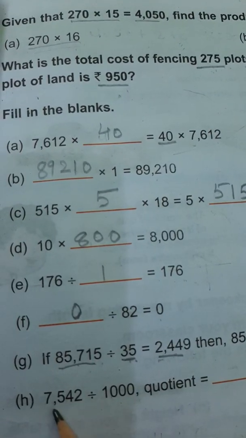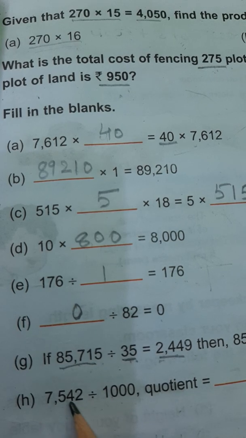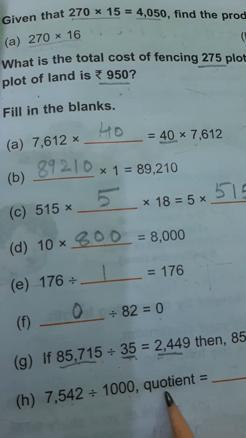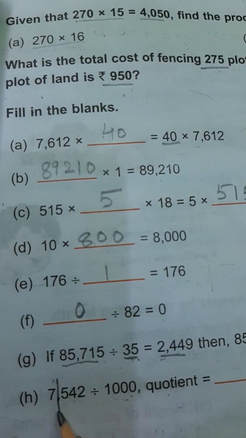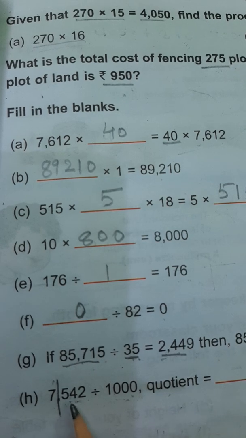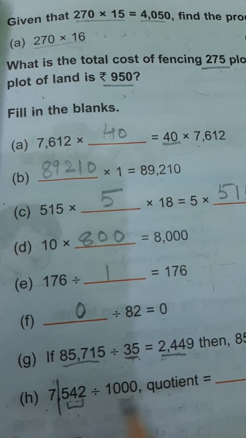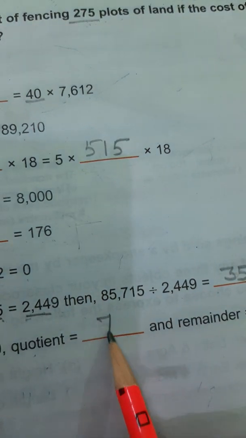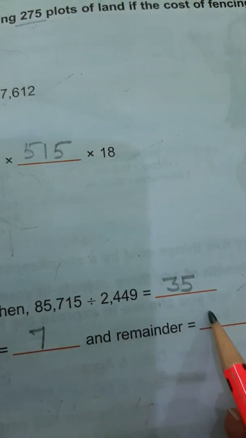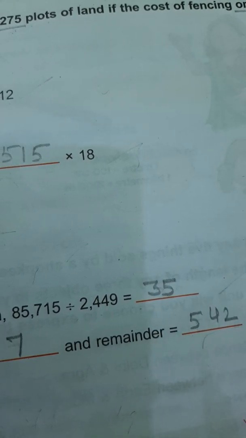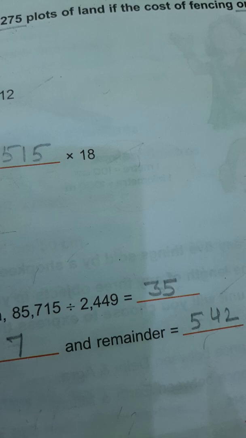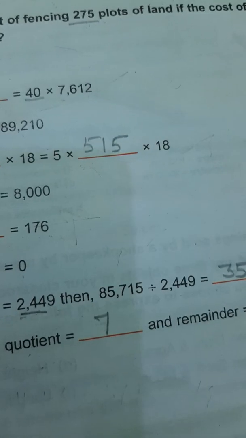Now also, if we divide 7542 by 1000, the quotient will be, you know how to do it orally. 3 zeros are there, so we are going to remove 3 digits, 542. So this is the remainder and this is the quotient. So write 7 in the place of quotient and 542 in the place of remainder. So students, in this way you can solve the brain teasers. I hope the concept is clear to you all. Thank you.